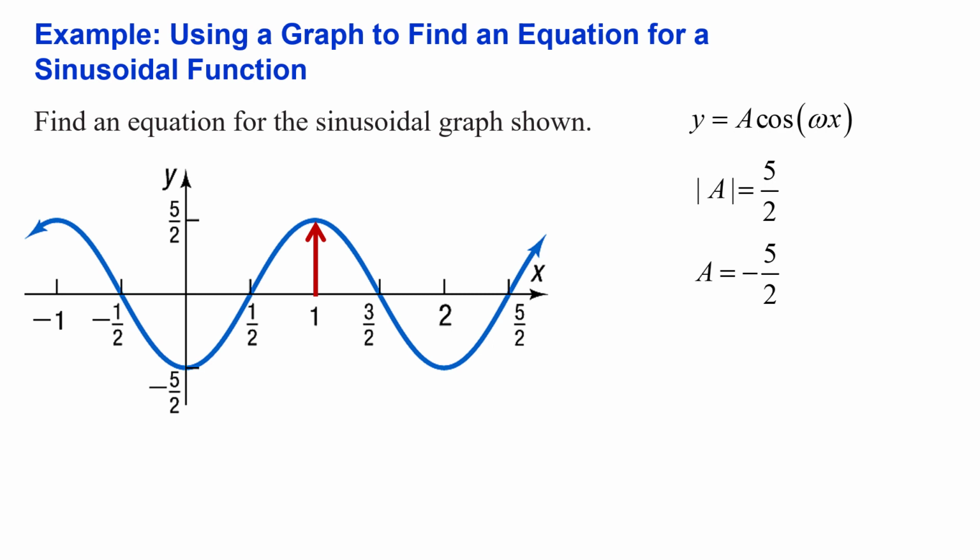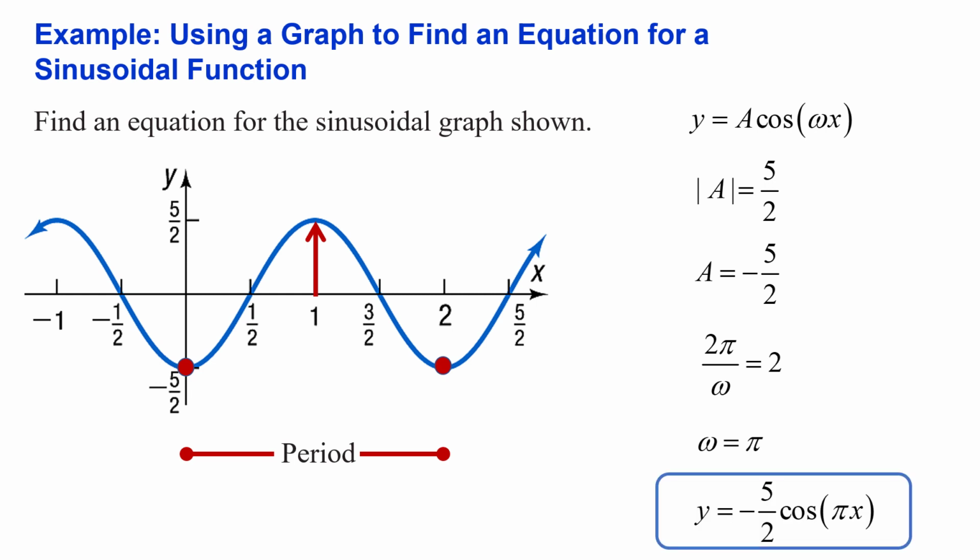Now for the period, we observe that one cycle occurs from x equals 0 to x equals 2. Therefore, the period of 2 pi divided by omega must equal 2. And solving for omega, we get omega equals pi. Now that we've identified the values of a and omega, we can write the equation for the graph as y equals -5/2 times cosine of the quantity pi x.